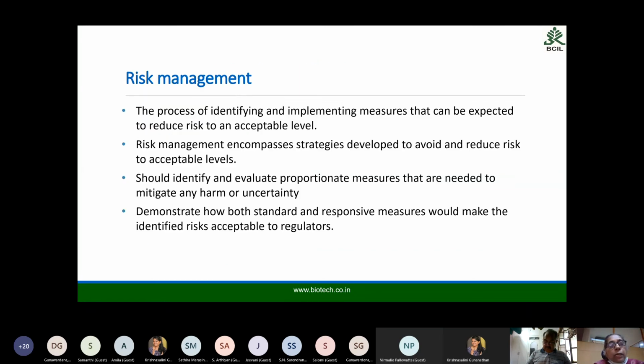So we are now going to talk a little about risk management. Risk management basically means that we have to identify and implement measures that can be expected to reduce risk to an acceptable level, the risk of testing a novel product which is still under development. Risk management encompasses strategies developed to avoid and reduce risk to acceptable levels. It should identify and evaluate proportionate measures needed to mitigate any harm or uncertainty. It demonstrates how both standard and responsive measures would make the identified risks acceptable to the regulators.